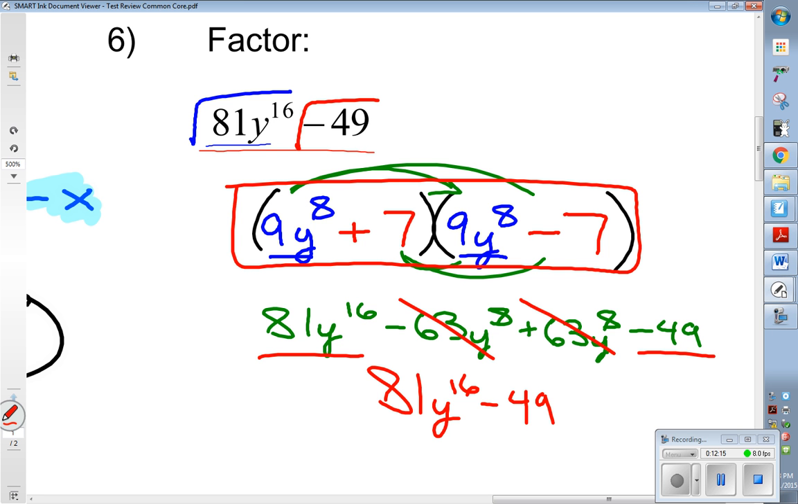All right? It's a quick one. Remember, just take the square root of both of them, and the second one, make one of them positive and one of them negative. That's the key to success there. That looks like equals, but it's a minus sign.